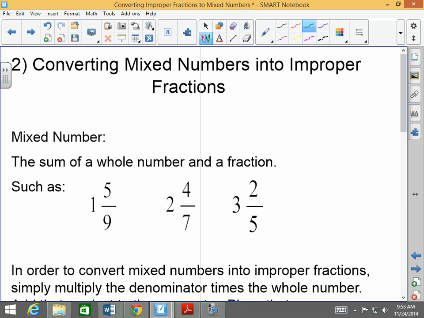Now, let's convert mixed numbers to improper fractions, which I think is even easier. Now, a mixed number, if you remember from our first day of introduction to fractions, is the sum of a whole number and a fraction. So, for example, 1 and 5/9, that's just one whole plus 5/9. 2 and 4/7, that's two wholes and the fraction 4/7, the sum of those two. 3 and 2/5, that's three wholes plus a fraction of 2/5. So all of those are mixed numbers, okay? The sum of a whole number and a fraction.